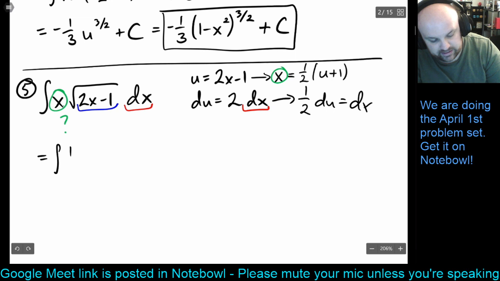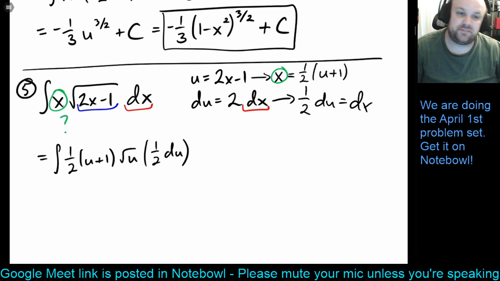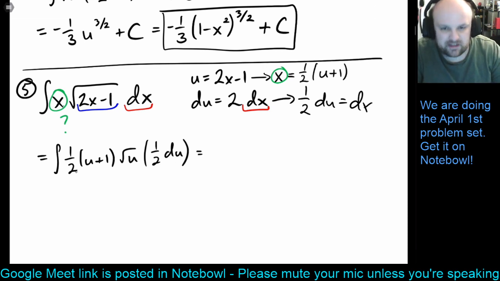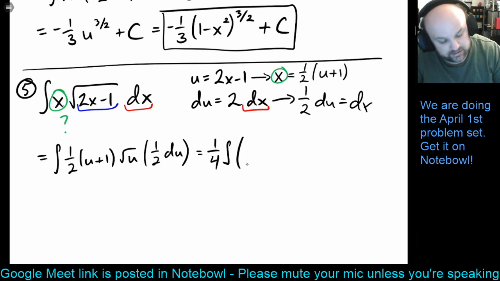So I get a 1/2 of u plus 1, get a square root of u, and I get a 1/2 du. Right? So now everything's in terms of u, which is what I wanted. So let's kind of multiply all this out, expand it, factor out constants. And if we do that, this 1/2 and this 1/2 both come out. Give me a 1/4 integral. Here I have u times square root of u. That's u to the 3/2 power. And then 1 times square root of u. That's u to the 1/2 power.